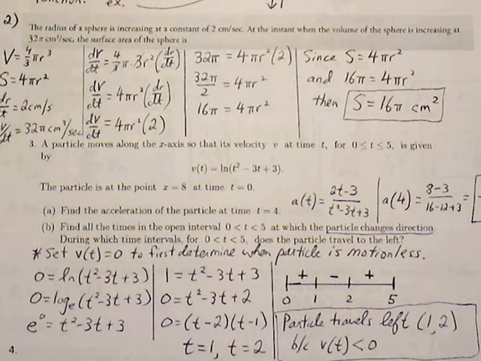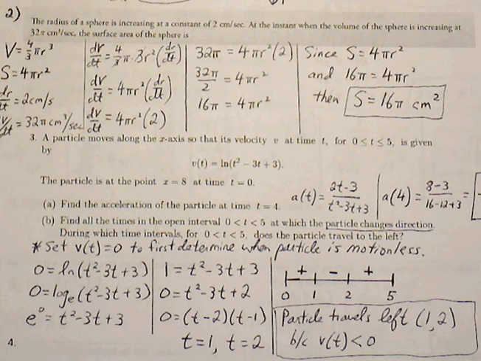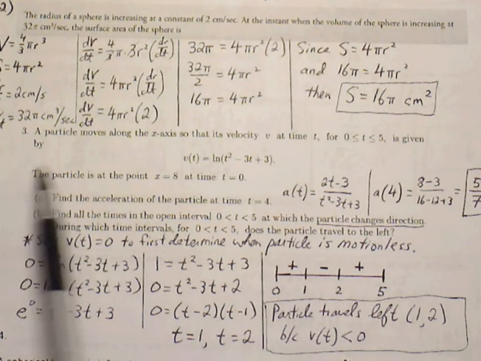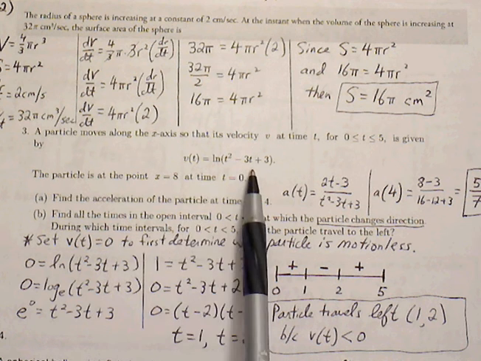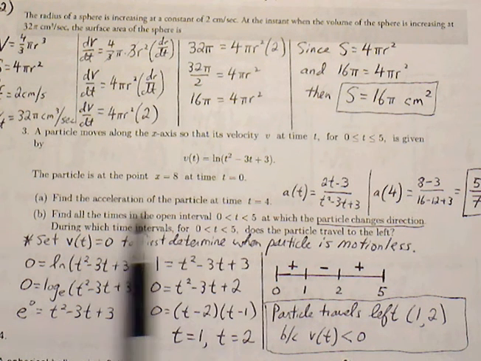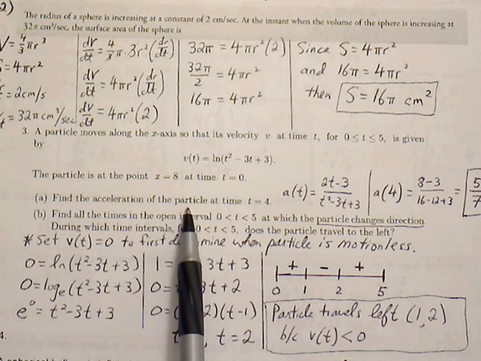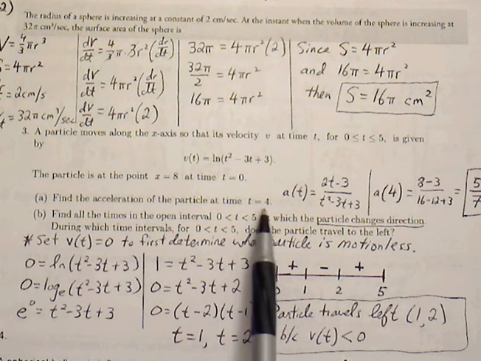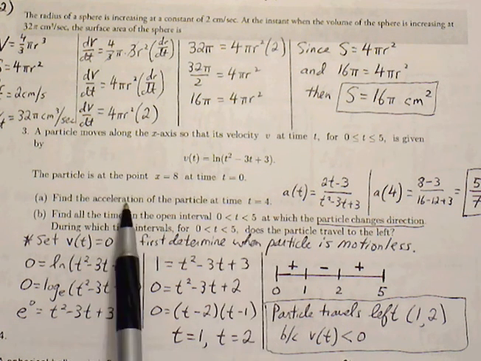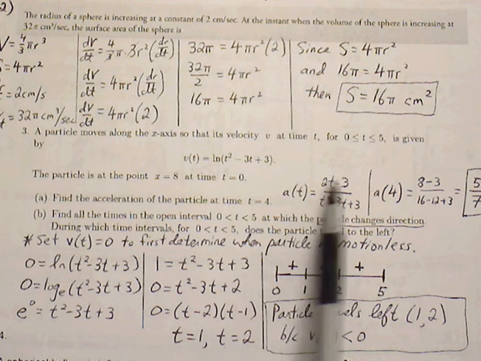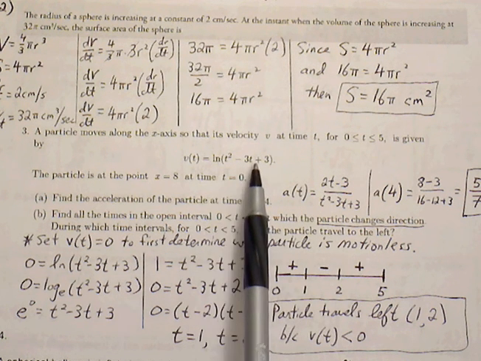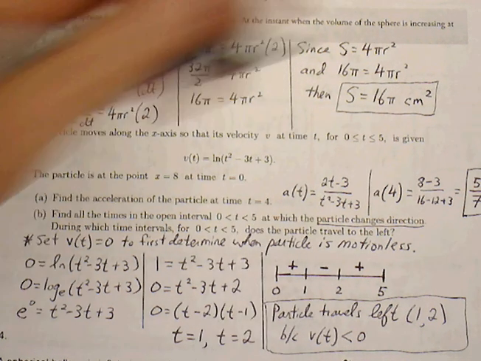Says a particle moves along the x-axis, so that its velocity at time t is given by here's our velocity function. Find the acceleration of the particle at time t equals 4. So if we want to find the acceleration at 4, we have to find the derivative and plug in 4. So a of t, remember the derivative rule for ln of u is simply u prime over u.